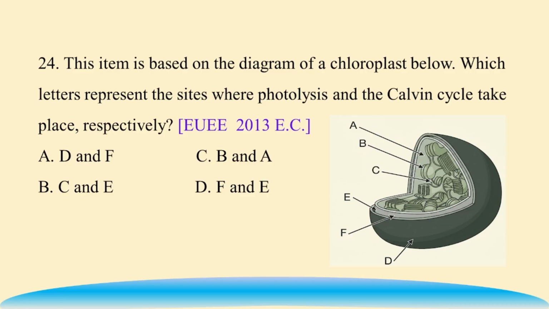Question number 24. This item is based on the diagram of a chloroplast. Which letters represent the sites where photolysis and the Calvin cycle take place, respectively? A. A, D and F. B. B, C and E. C. C, B and A. D. D, F and E.